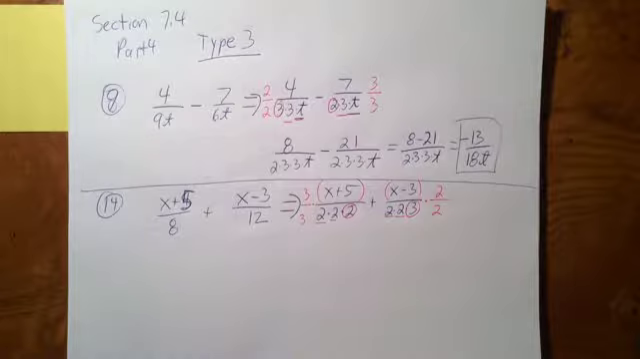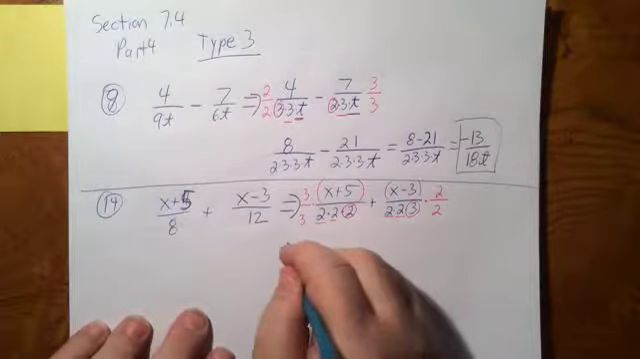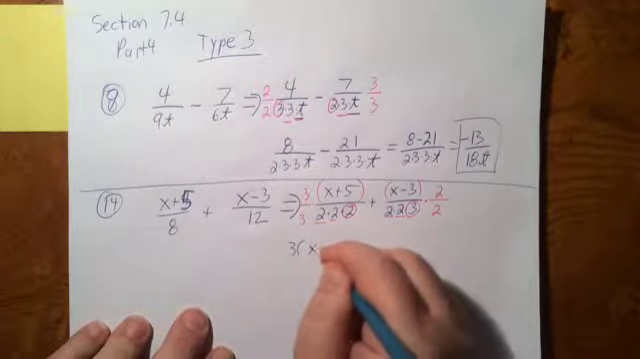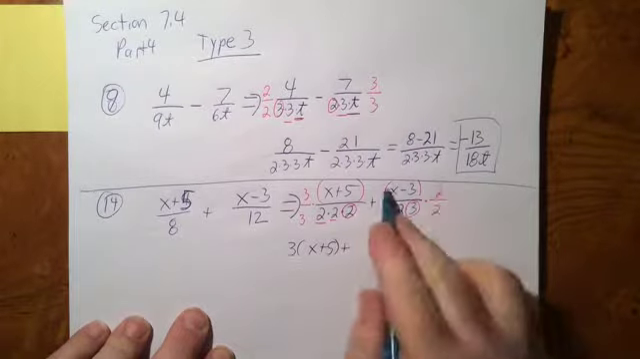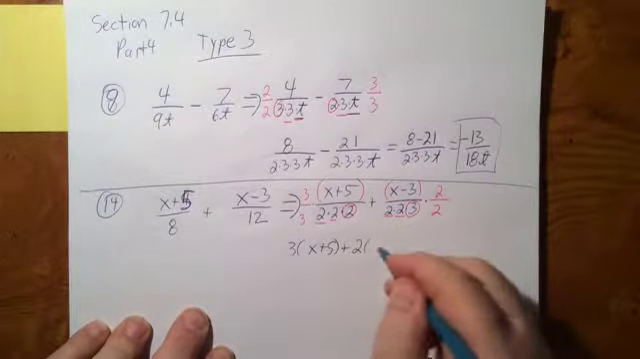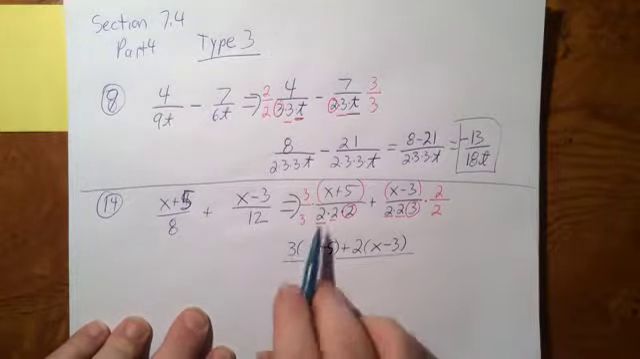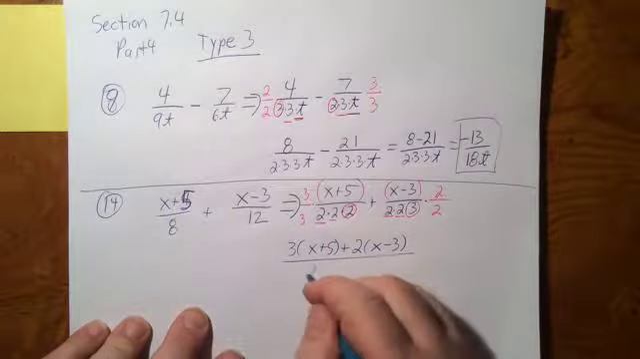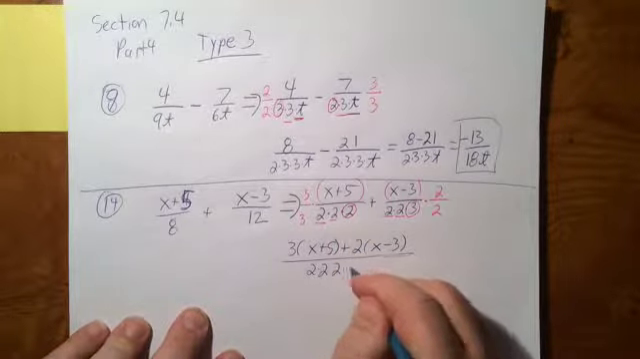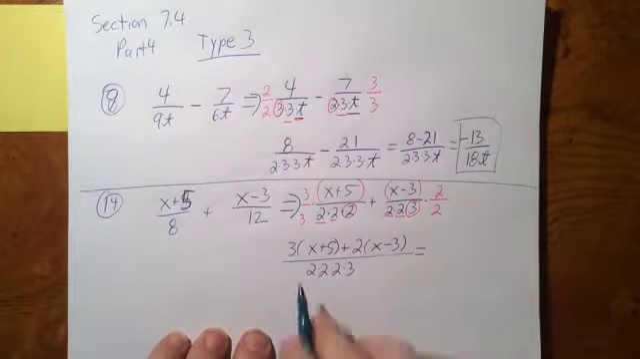So now that I have this work, I'm going to rewrite this as 3 times x plus 5 plus, and I'm going to move this 2 over here, 2 times x minus 3. This is all going to be over 2 times 2 times 2 times 3. We'll keep that there in case we can simplify.